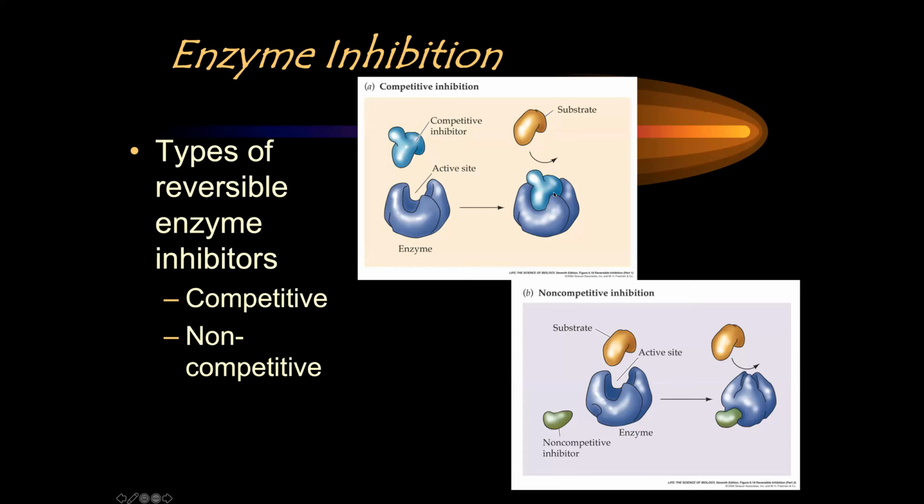Now, the substrate would like to fit, remember the shape is critical. So the shape of the substrate wants to fit into the shape of the enzyme. Well, it turns out that this inhibitor has approximately the same shape so that it can fit into the active site. So if the competitive inhibitor is there, the substrate can't be there. And so it isn't, the enzyme reaction does not occur.